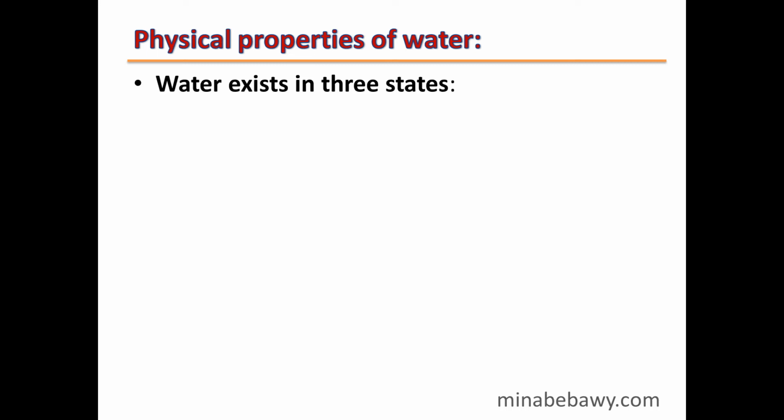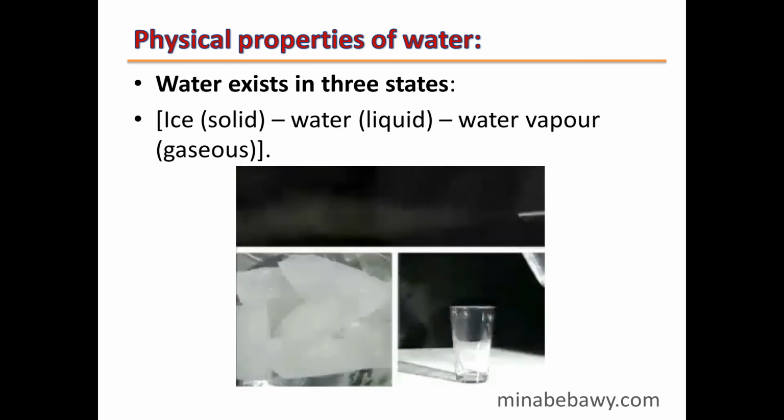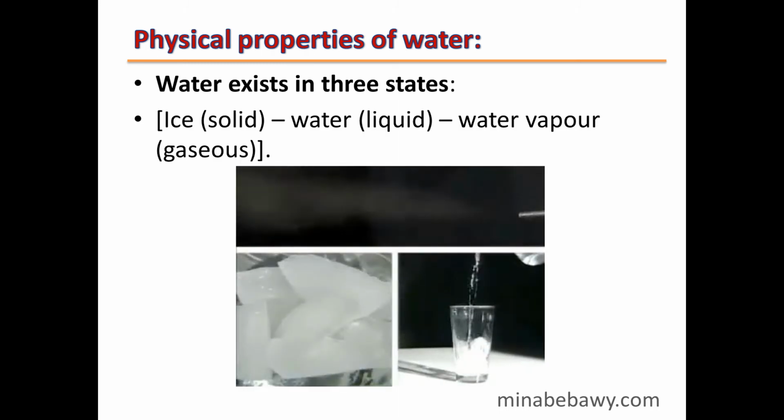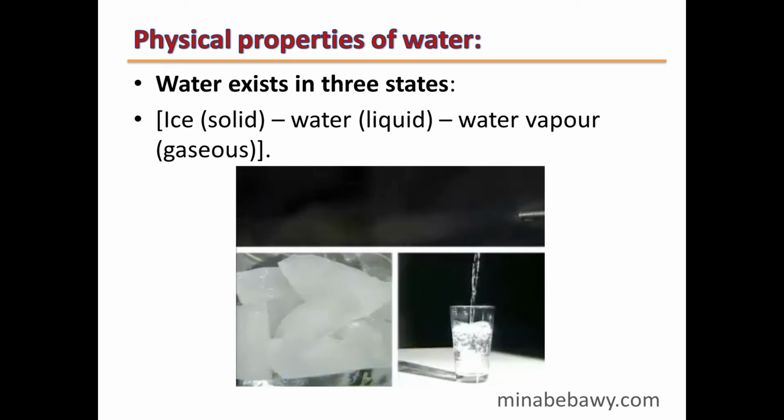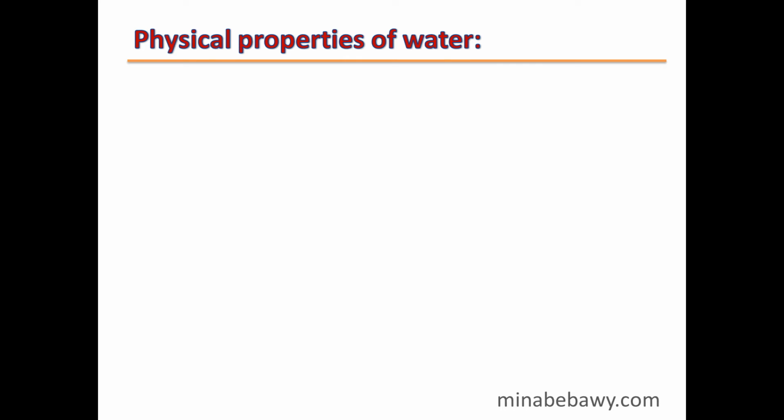The first property is that water exists in three states. As you can see, water exists in the solid state, which is called ice, in the liquid state, which is called water, and in the gaseous state, which is called water vapor.